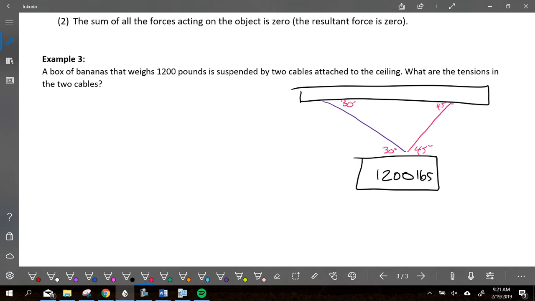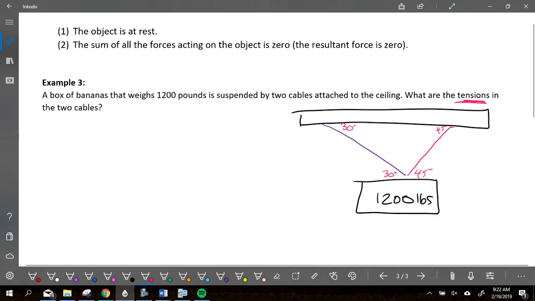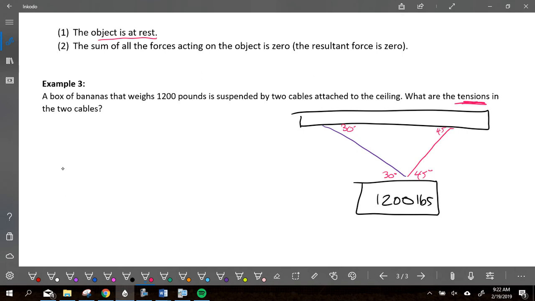When it asks for tensions, it is describing the magnitude of the vectors. How much strength does each rope have to hold in order to keep that box from moving? That box right now is standing still. It is being suspended in the air. And so it is in equilibrium. It is in static equilibrium. The object is at rest.